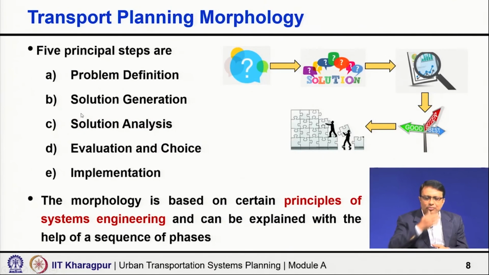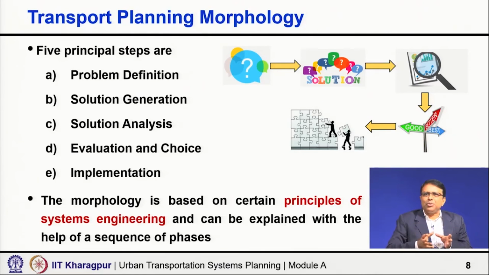Now, next is basically transport planning morphology. Now, there are 5 principal steps for this planning morphology. Problem definition. So, when you are thinking of any transportation problem, the very first thing is to define the problem. How do I define the problem?